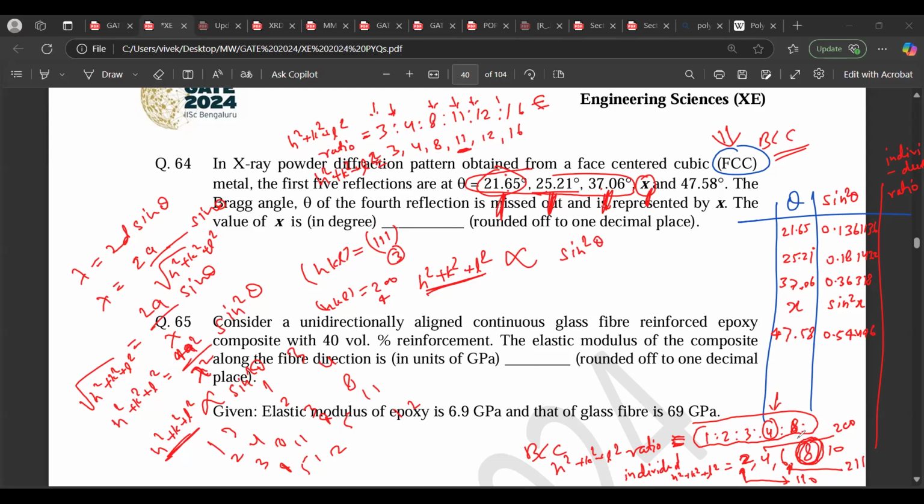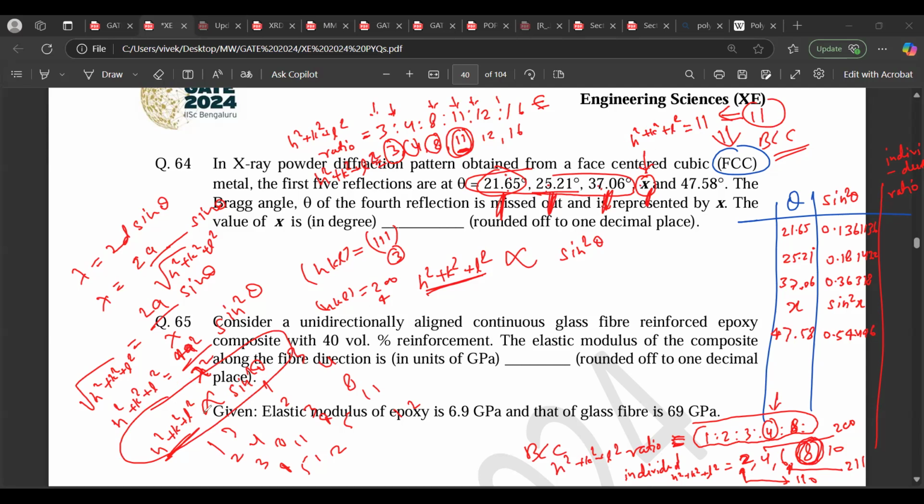You got my point? So the first way is to see if it is FCC. First peak, second peak, third peak, fourth peak. The fourth peak is 3, 4, 8, 11, so fourth peak 11. That means the corresponding h square plus k square plus l square value is 11, so my sine square theta value should also be 11 from this concept. How did you tell? I mean, how can you tell? It's not possible. There is some direct relation.